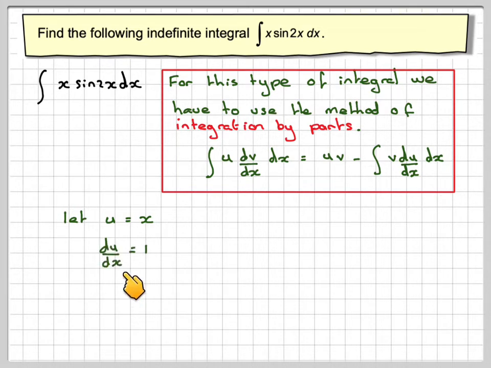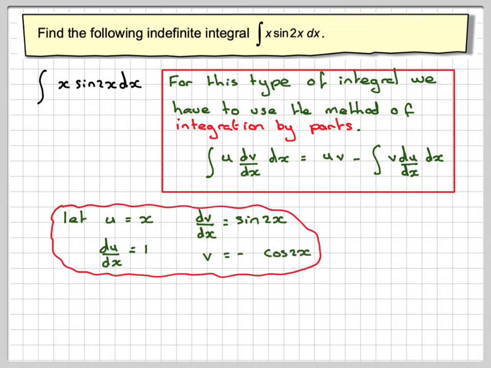So du by dx will be 1, because I'm going to need to differentiate that. And dv by dx is sine 2x. So if you integrate sine 2x, you get minus cos 2x, but you have to put in a half to compensate. So make sure you understand that process.